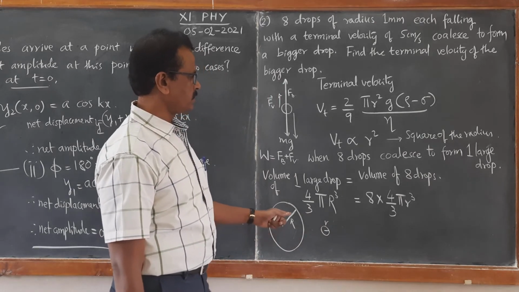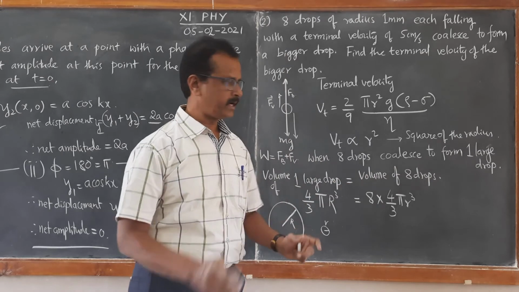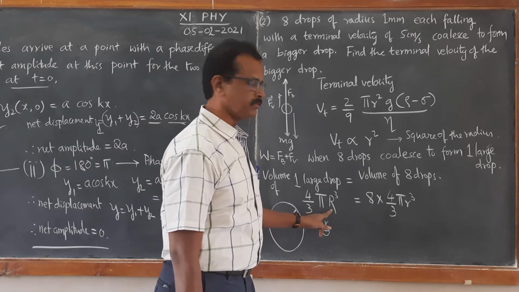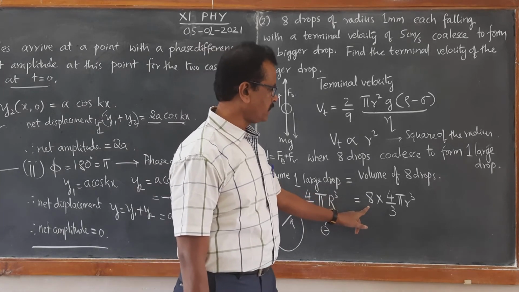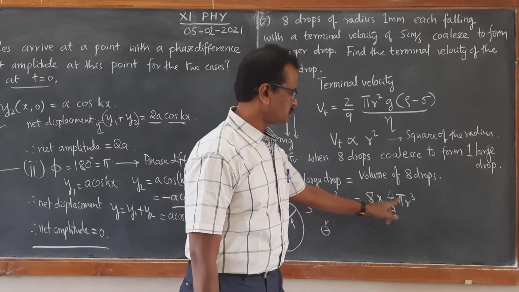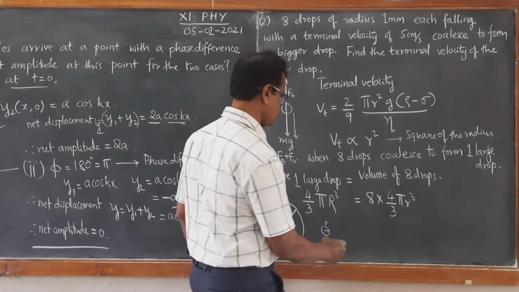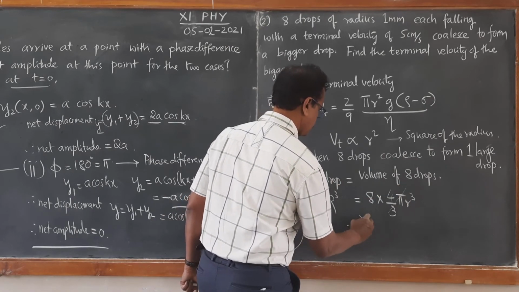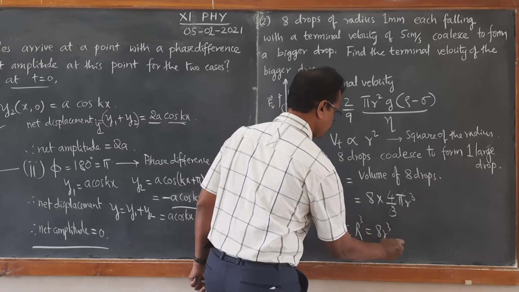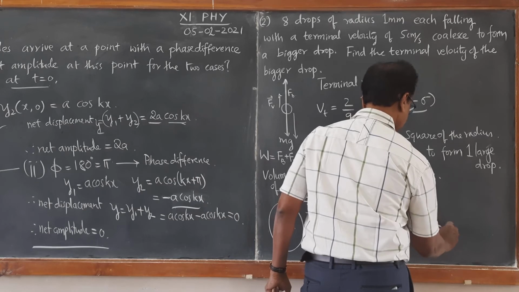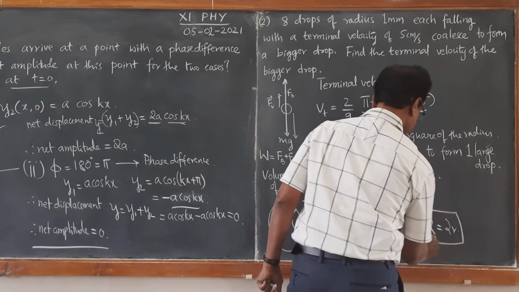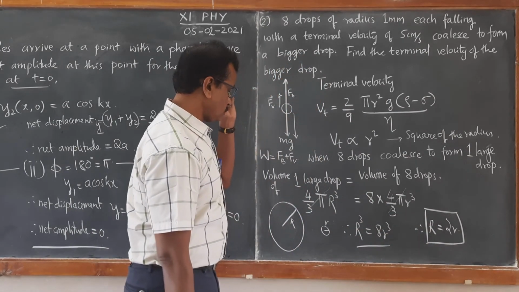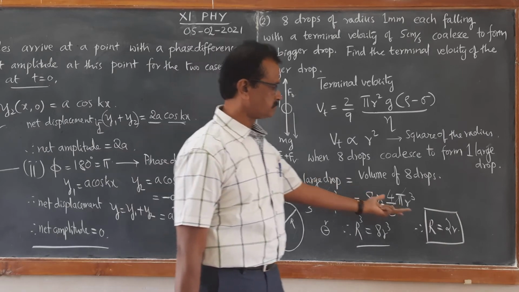It is given here that 8 drops coalesce to form one large drop. Therefore, the volume of one large drop, 4/3 pi R cubed, for a spherical drop, is equal to 8 times the volume of each drop, that is, the volume of 8 drops. So the 4/3 pi cancels, and we get R cubed is equal to 8 r cubed. If you take the cube root of this, you get R is equal to 2r. Therefore the radius of this large drop is 2 times r.